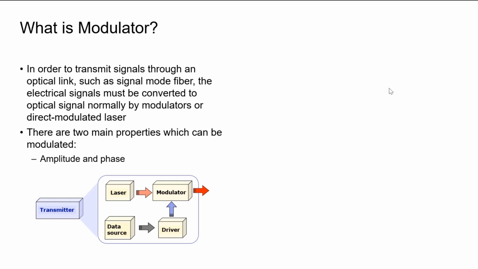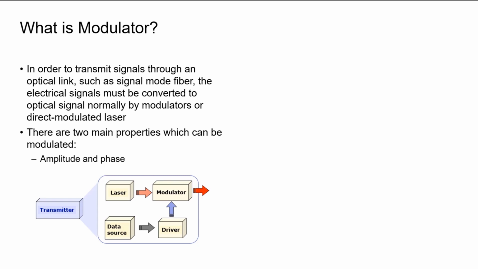If we look into the structure of the transmitter, we have a CW laser source, and we have a data source, which is the source of our signal. We put the data source into the electrical driver IC, and we get an electrical signal. We put the laser source with the electrical signal into the modulator, then we get a modulated optical signal.